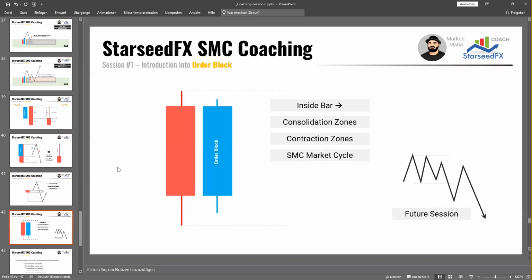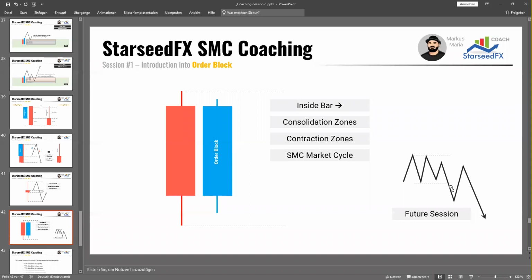And then we have the inside bar, which is actually similar to what I just said before with the consolidation zones, because inside bars on lower time frames can also be consolidation zones and contraction zones. But usually, in my experience, they are a kind of SMC market cycle. What you have here is you can see the contraction, and then you have a breakout of this zone with an order block waiting here. So you have a consolidation, then you have a breakout.